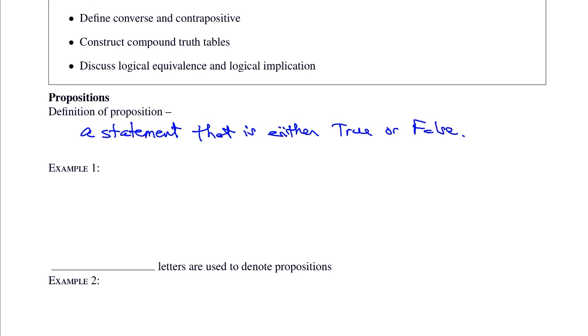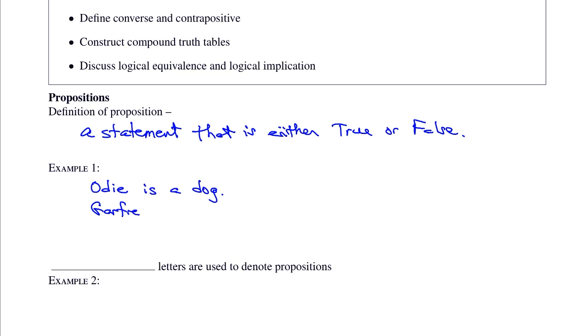So, for example, how about this statement? Odie is a dog. Is that a proposition? Yes, because Odie is a dog. That's either true or it is false. Odie is either a dog or he is not a dog. That is a true or false statement, right? And y'all know who I'm talking about, right?